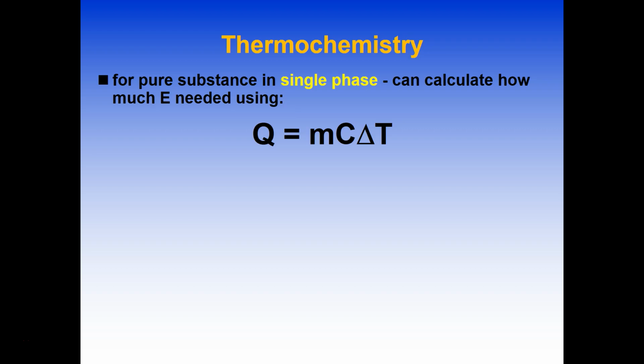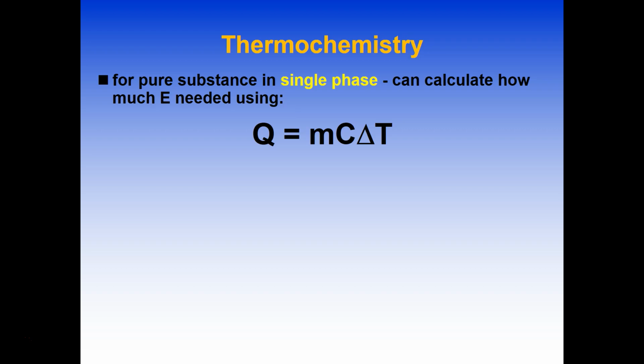This brings us to thermochemistry. Don't let the name fool you, you're going to be awesome at it. So for a pure substance in a single phase, you can calculate how much energy is needed using this formula: Q equals mc delta T.